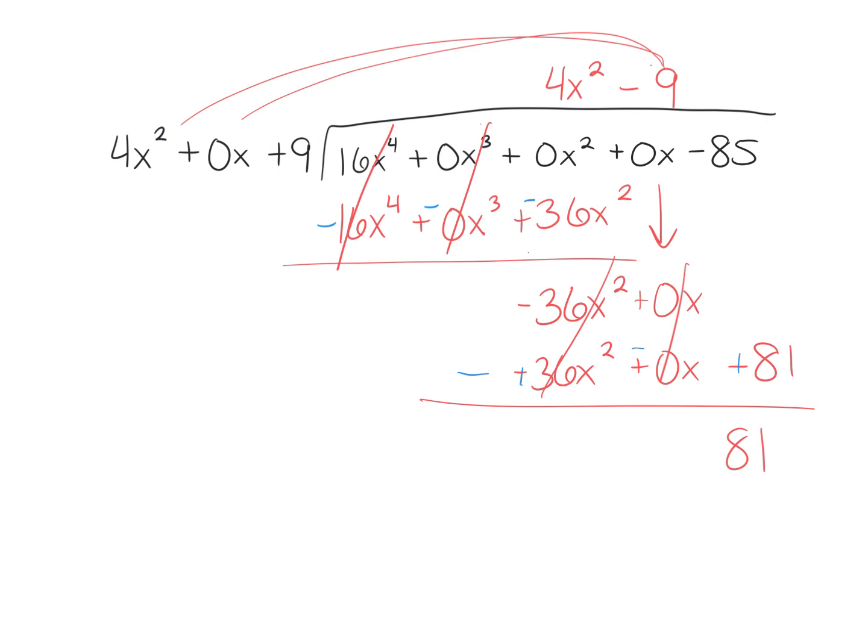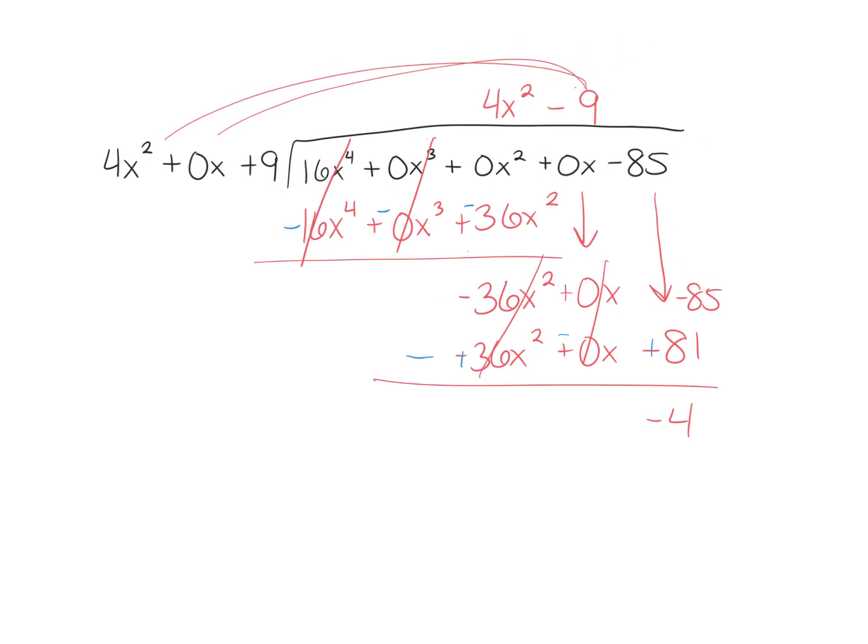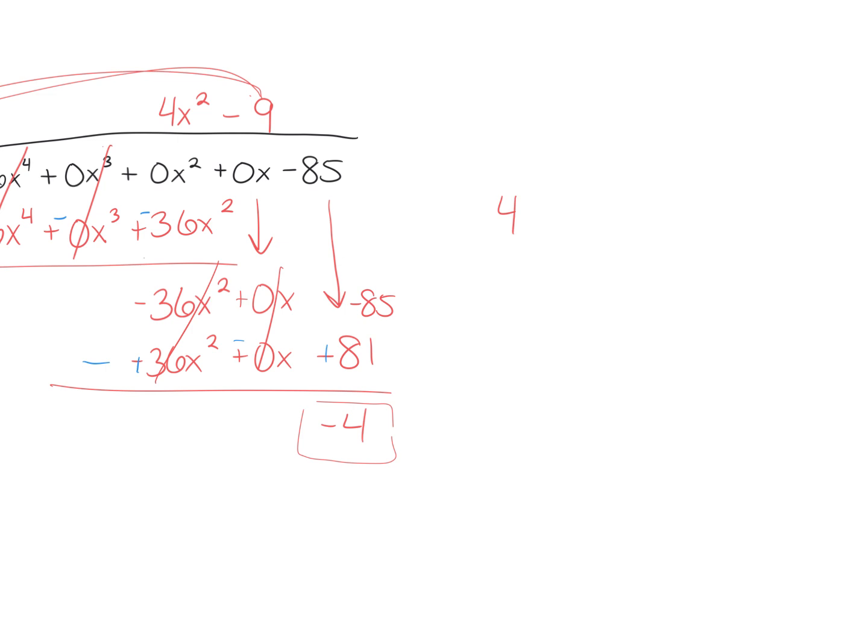Bring this down. If I have negative 85 here, what's negative 85 plus 81? Negative 4. There we go. What do I do with that negative 4? That's the remainder. So how do I write my answer? 4x squared minus 9 minus 4 over 4x squared plus 0x plus 9. And you can just go back to the original after that one.